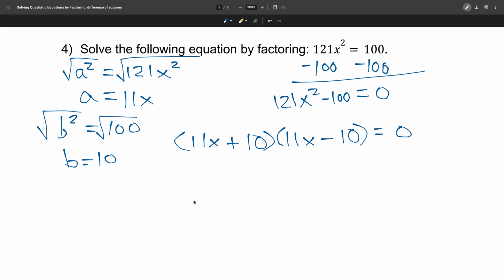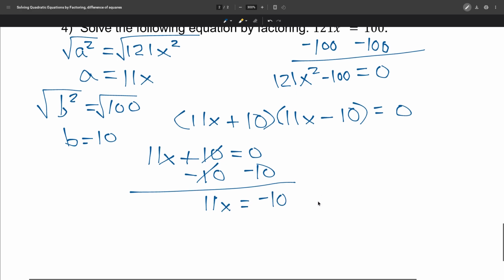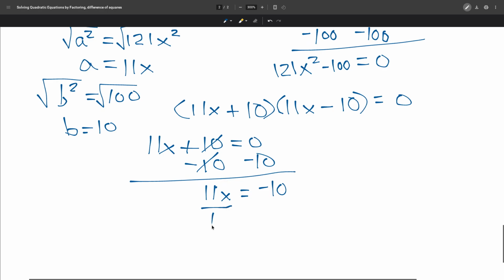Okay, so now we can set each of the factors equal to 0. We can say 11x plus 10 equals 0. We can subtract 10 from both sides. 10 minus 10 is 0. We get 11x equals negative 10. Divide both sides by 11, and x equals negative 10 elevenths as one of our solutions.